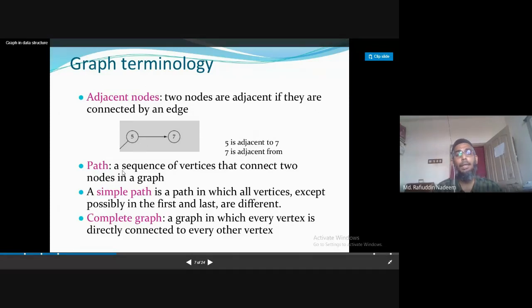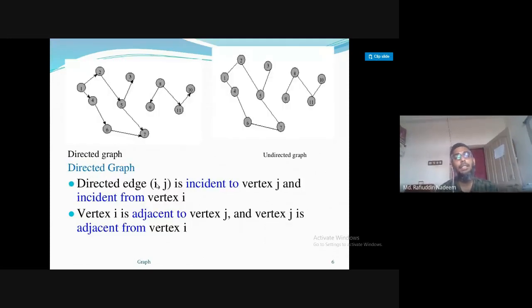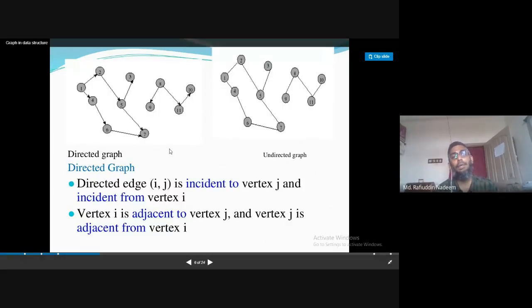Then you have a path. A path is a sequence of vertices that connects two nodes in a graph. So now here I can say, what is the path between 1 and 7? If someone asks that, I can say you can have 1 to 2, 2 to 5 and 5 to 7. That is the path between 1 and 7. Likewise, what is another path between 1 and 7? 1 to 4, 4 to 6 and 6 to 7. So this completes a path.